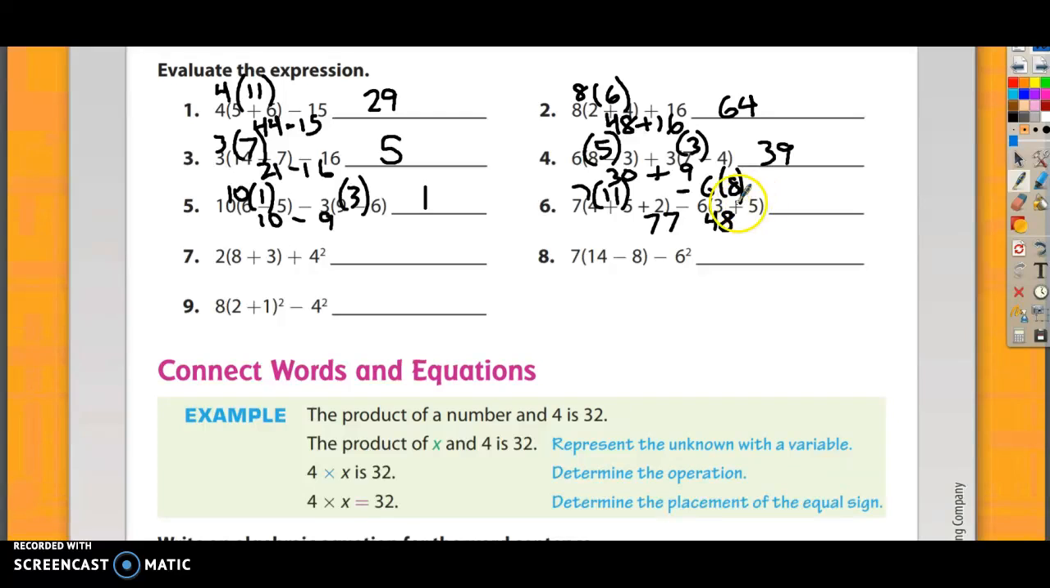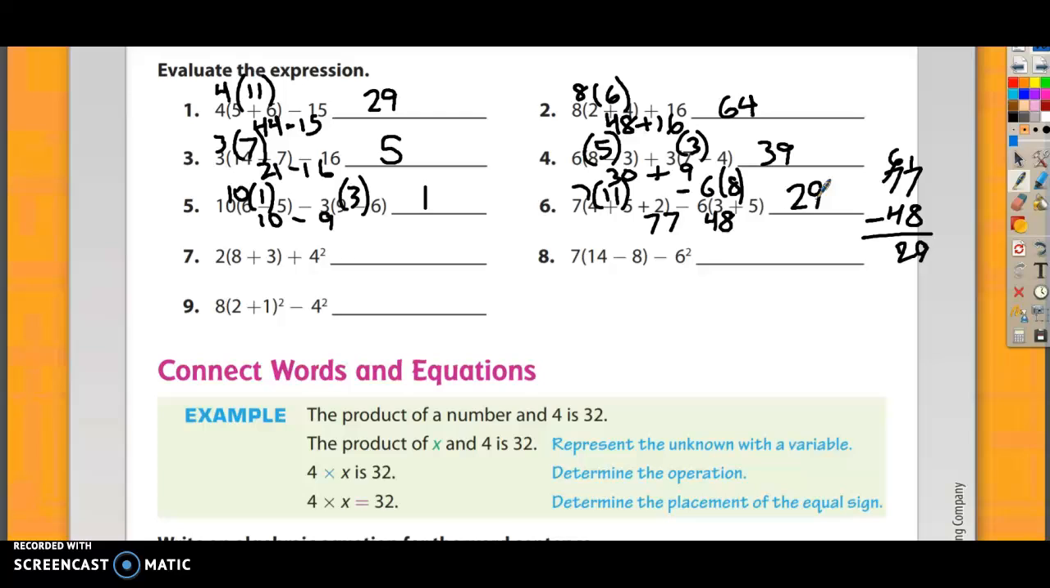Something about that doesn't seem right, but I think it is right. 77 minus 48. I'm going to have to borrow and do 17 minus 8. 17 minus 8 is 9. And 6 minus 4 is 2, so 29. That's the answer. Something didn't seem right, but it was.